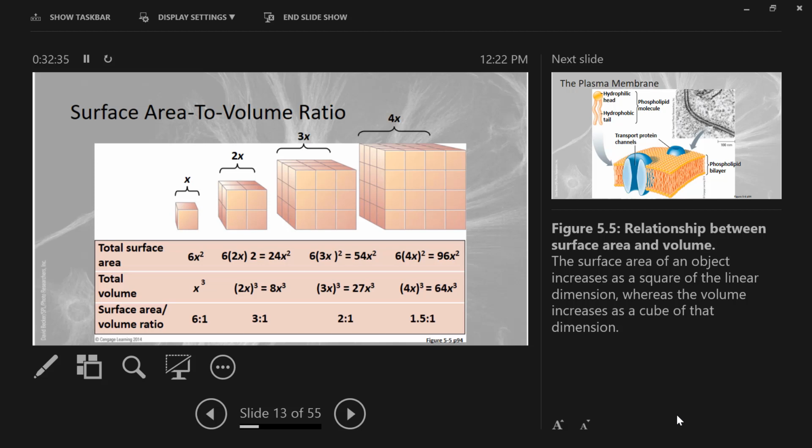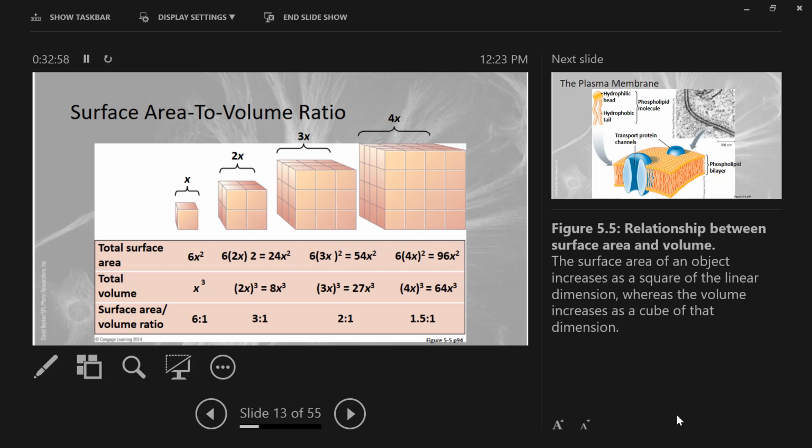And then how would we find the volume? We do edge times edge times edge, so we would do x times x, which is x squared, times x, which is x cubed. And so there is our volume. And then the ratio of our coefficients is 6:1 here. Okay? Now let's double our edge length.